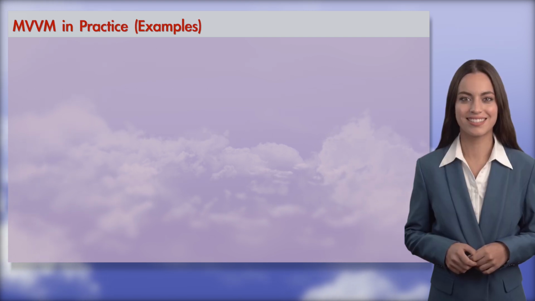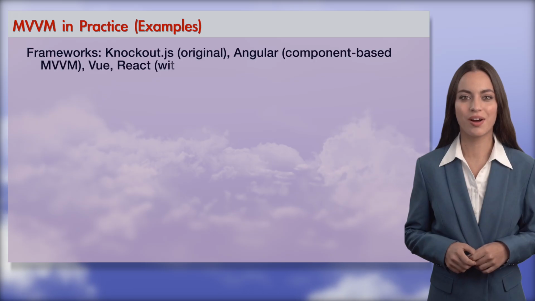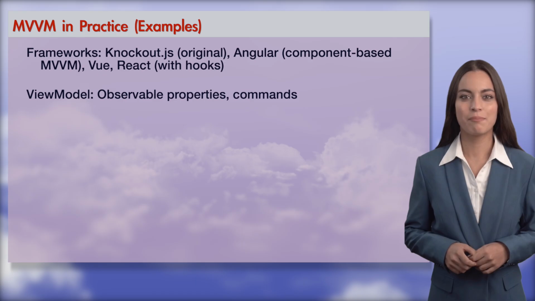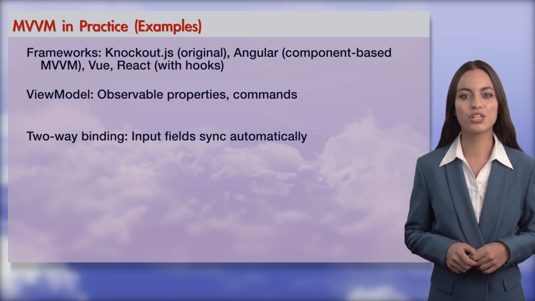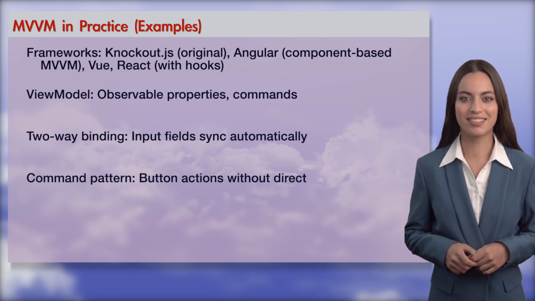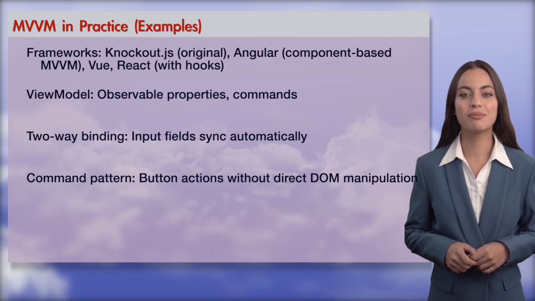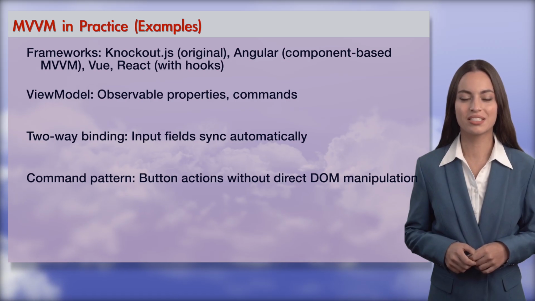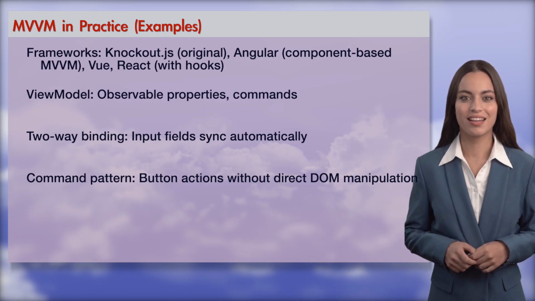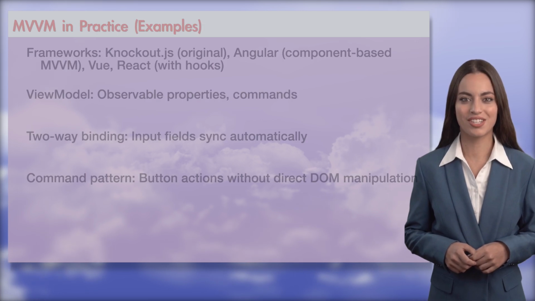MVVM in practice. Knockout.js popularized MVVM with observables and declarative bindings. Modern frameworks like Angular use component-based MVVM. Vue and React, with hooks or state management, follow similar principles. View models expose observable properties and commands. Two-way binding automatically syncs form inputs with view model state. Commands encapsulate button actions without direct DOM manipulation.